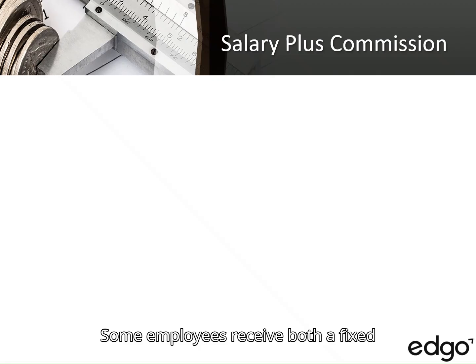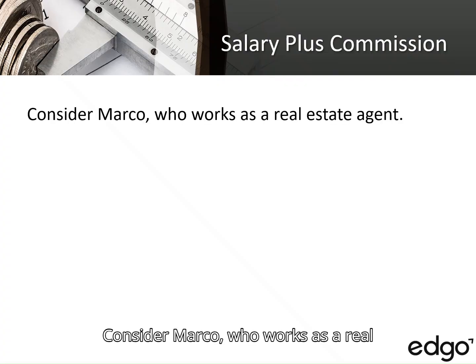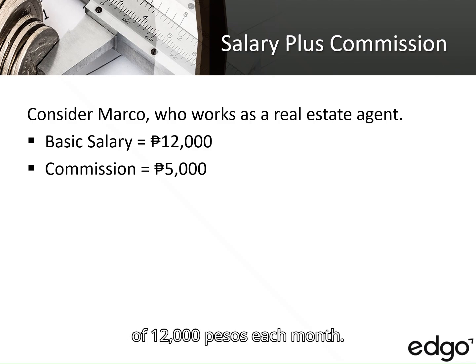Some employees receive both a fixed salary and commission. This compensation arrangement combines financial security with performance incentives. The fixed salary provides a guaranteed income, while the commission rewards employees for achieving higher sales. Consider Marco, who works as a real estate agent. He receives a basic salary of 12,000 pesos each month. In addition, he earned 5,000 pesos in commission from successful property sales.